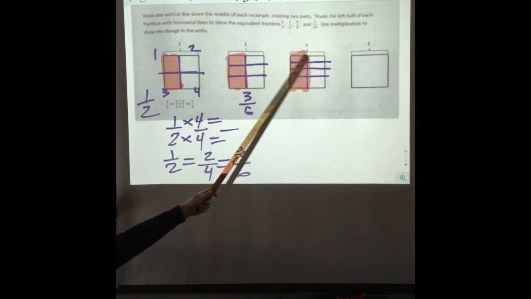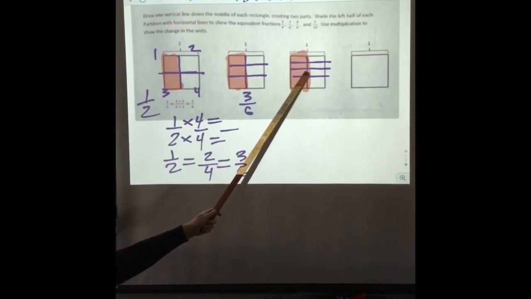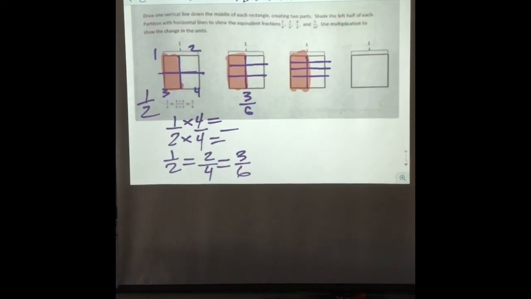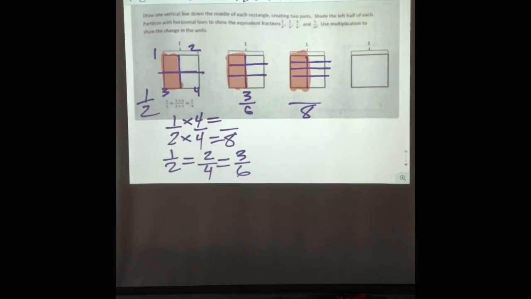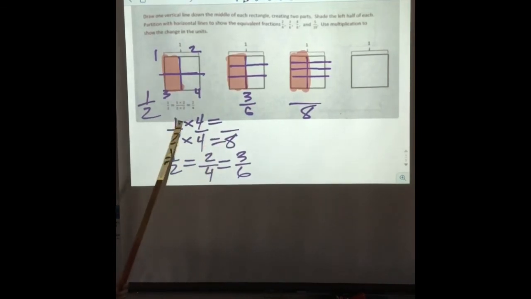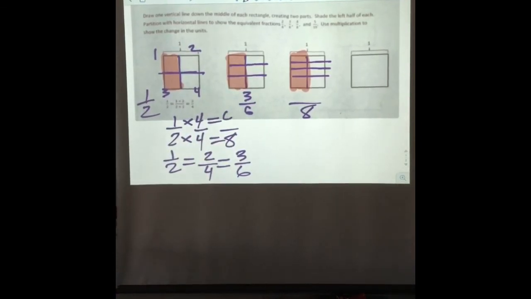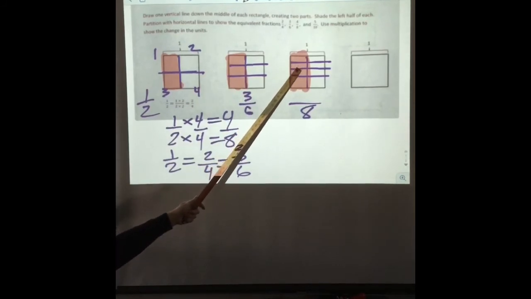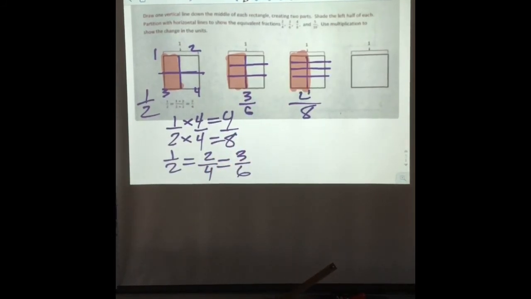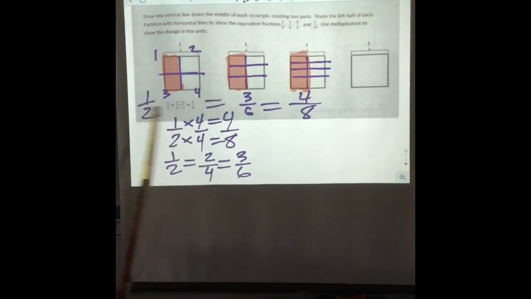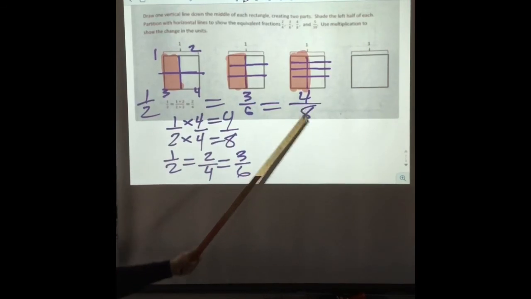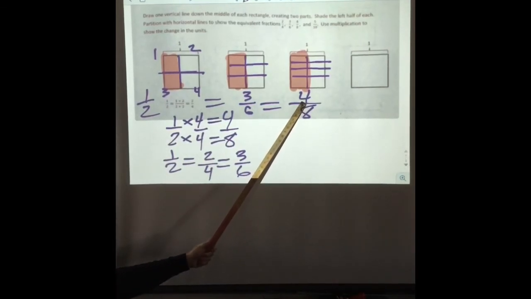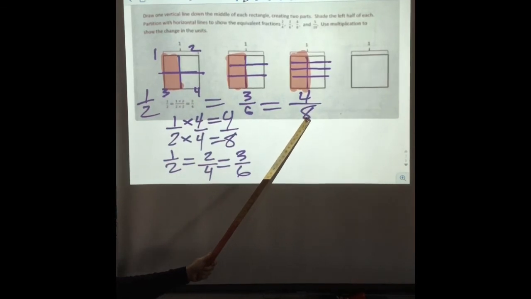Well, let's count. 1, 2, 3, 4, 5, 6, 7, 8. My unit number is going to be 8. Is that correct? Yes. If you notice, 2 times 4 is 8. What do you think my top number is going to be? 1 times 4 is? 4. And if we counted them, we could go 1, 2, 3, 4. And we just proved that 1/2 equals 4/8, right? Yes. Do you notice that 4 is what? Half of 8.